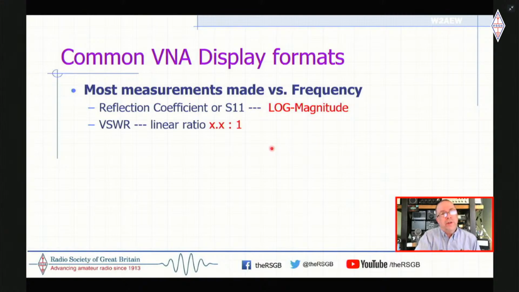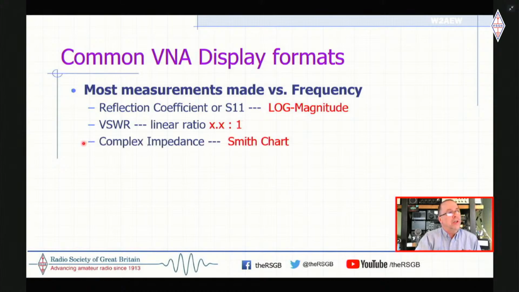If we set the instrument up to look at VSWR or SWR, we're typically going to show that in a linear ratio, 2.0 to 1, 1.5 to 1, etc., and show that versus frequency. That's kind of the most familiar thing that you might be doing with your antenna analyzer today. Now, if you're going to use the instrument to measure complex impedance, oftentimes that's going to be represented on a Smith chart.